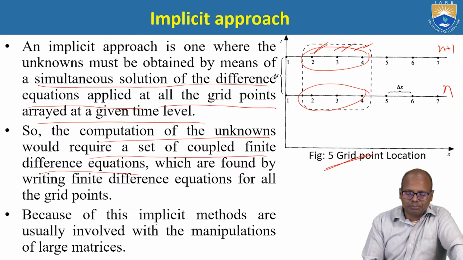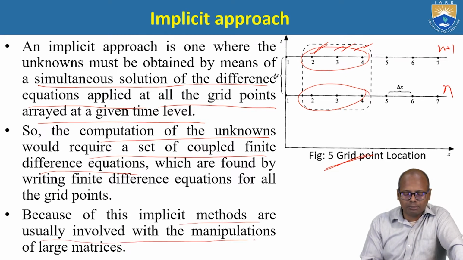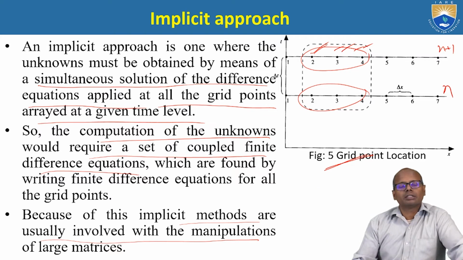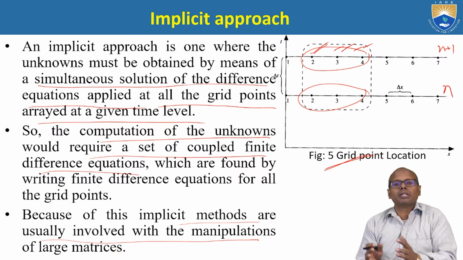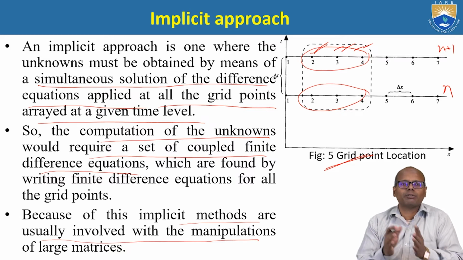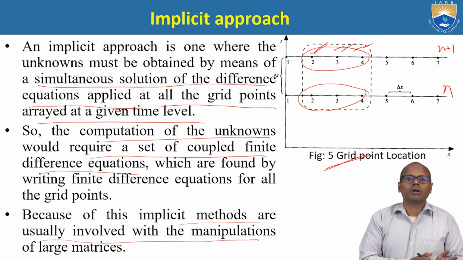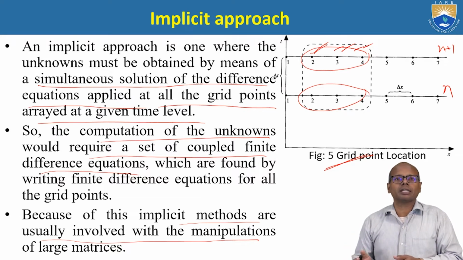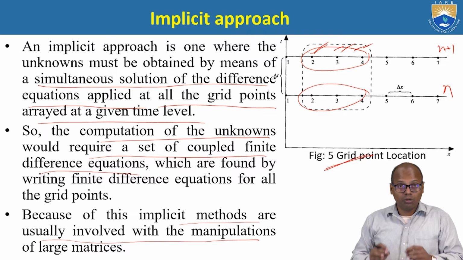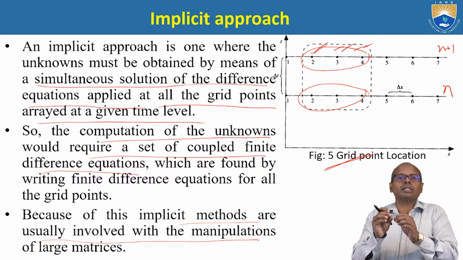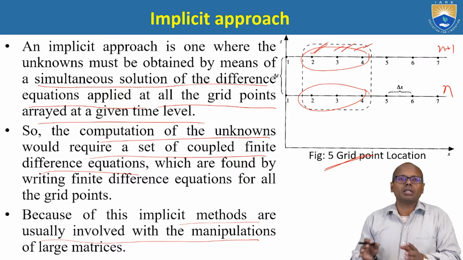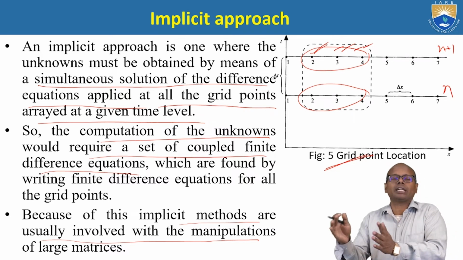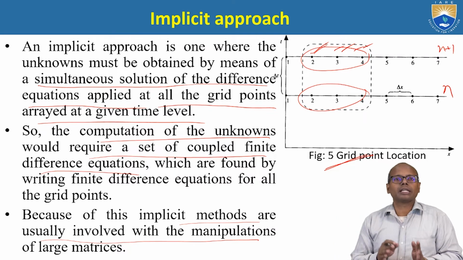These implicit methods usually involve manipulations of large matrices. Here I have three unknowns. Suppose four unknowns or five unknowns are there, whatever the case may be, I have to formulate the finite difference equations, transform them into matrices, and then manipulate these matrices to get the solutions. The important thing is, one finite difference equation will not give me the solution. I need to solve many finite difference equations simultaneously to get the solution.